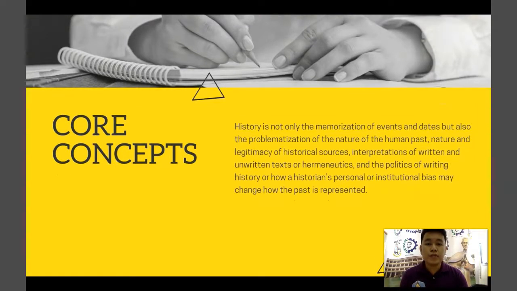Now, history is not only the memorization of events and dates, but also the problematization of the nature of the human past, the nature and the legitimacy of historical sources. It includes also the interpretations of written and unwritten texts, or the hermeneutics, and the politics of writing history, or how a historian's personal or institutional bias may change how the past is represented.